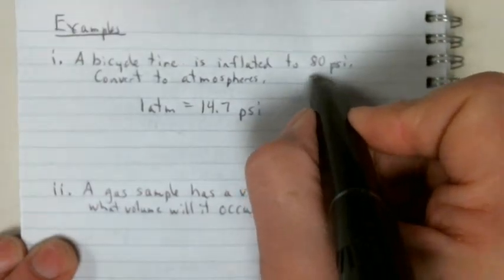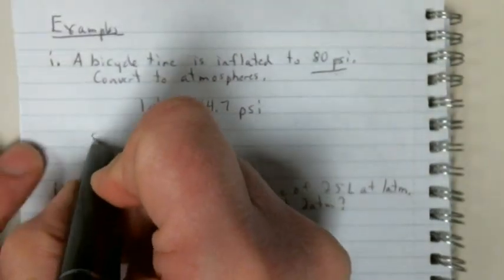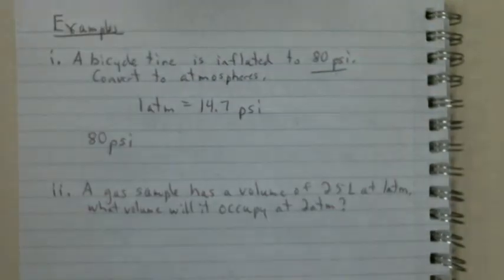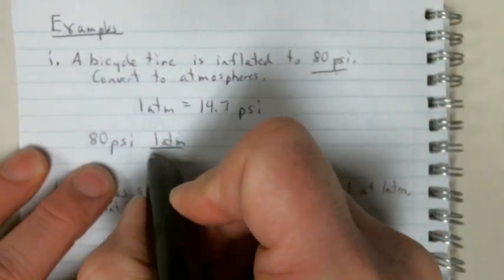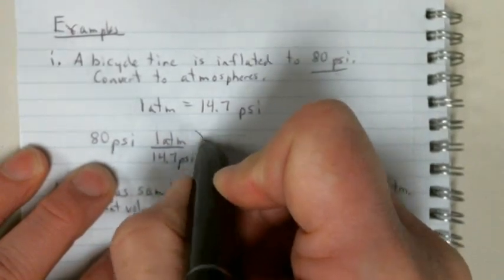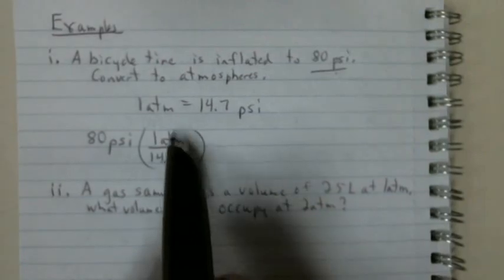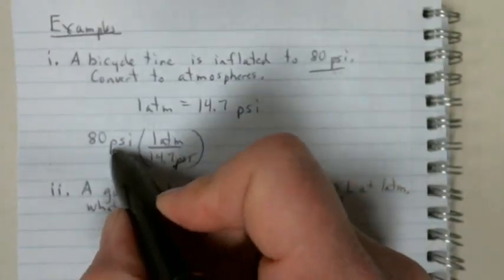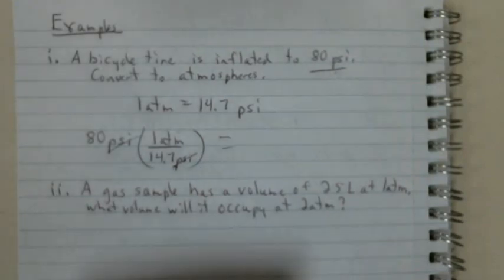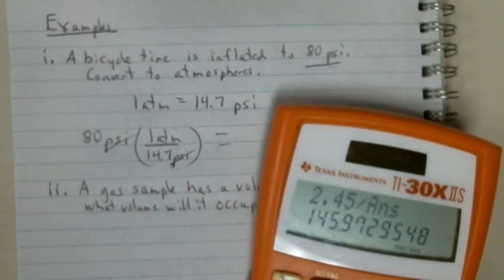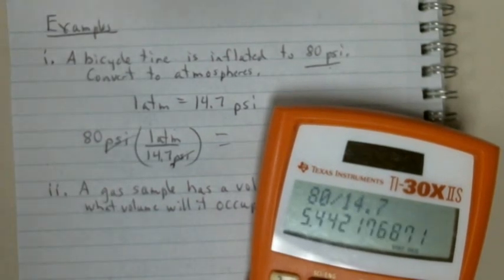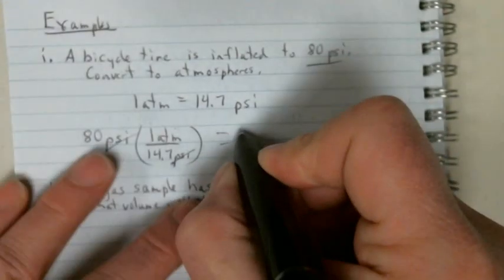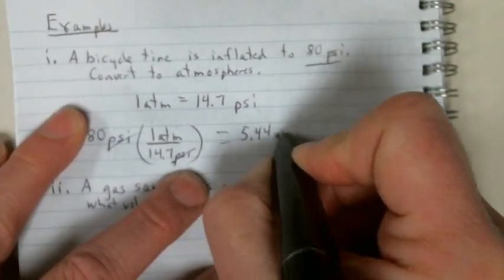So when you do a conversion, you always start with what you're given. So we'll start with 80 pounds per square inch, and we want to convert to atmospheres. So that's going to go in the numerator: 1 atmosphere over 14.7 psi. So that is 1, right? We're just multiplying by 1. The psi cancels, and let's try that out on the calculator. We've got 80 divided by 14.7, and I get 5.44. And that's all there is to it.